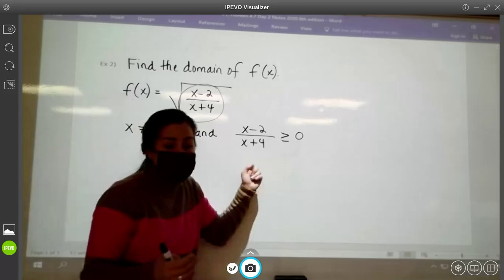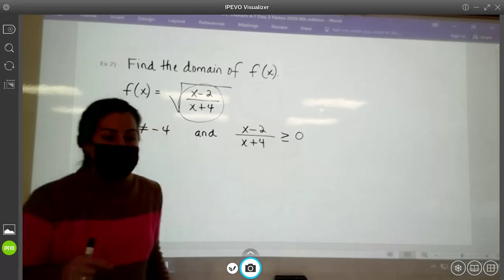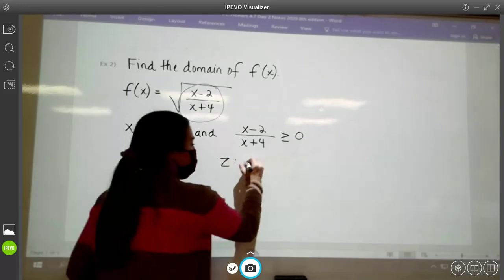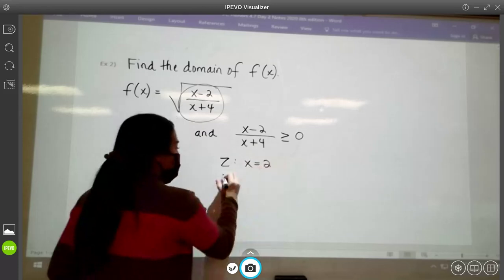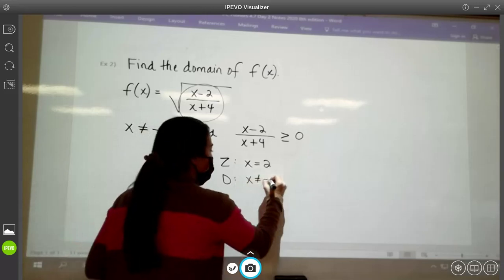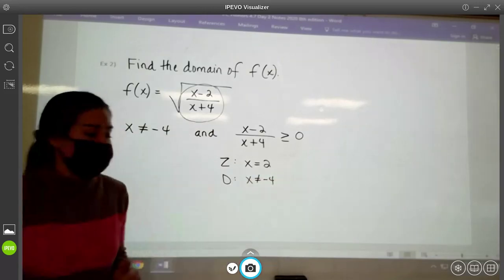Guys, I'm going to let you guys do this one. I'll do it up here, and we can kind of keep checking in. But let's see if you guys can do this one. So let's get our 0, which would be x is 2. Let's get our domain, which we kind of already said already. X cannot be negative 4. And now let's put those two numbers on a number line, and let's see if you guys test.